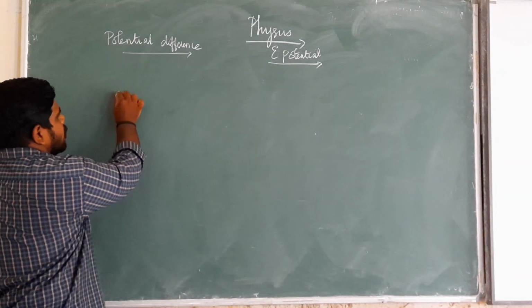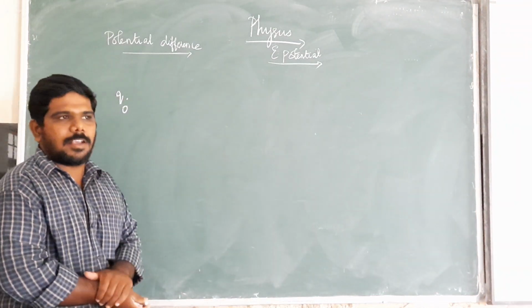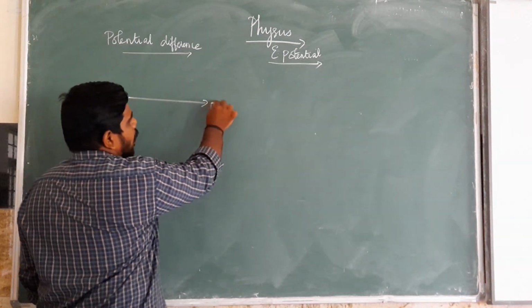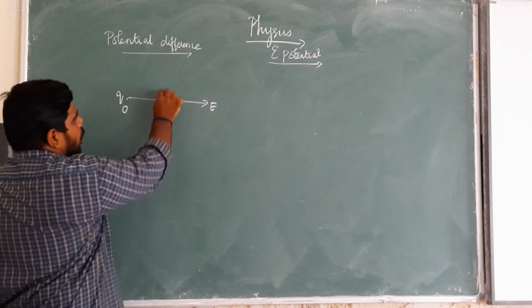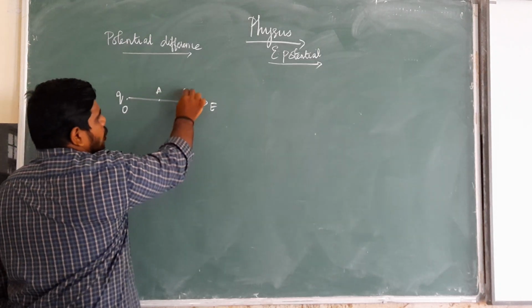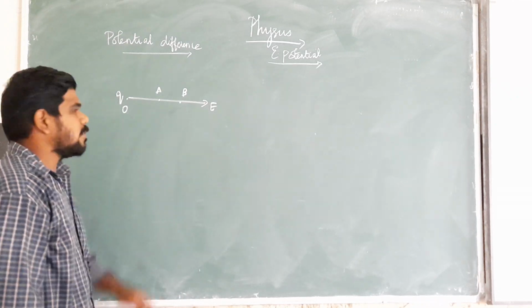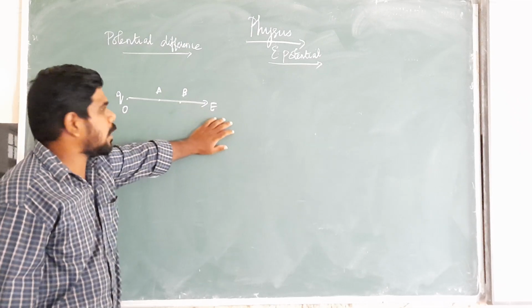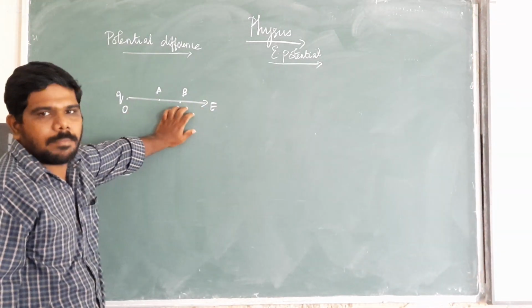We consider a charge placed at a point O, which produces a uniform electric field E. Here we consider two points, point A and point B.